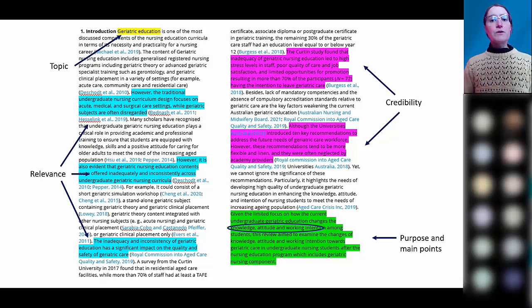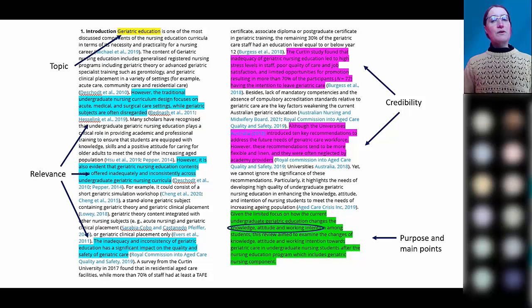Next, they spend a good portion of the space demonstrating the relevance of the topic by explaining the gap that exists in the geriatric nursing curriculum. They establish their credibility throughout, for example, by referencing major studies or other work on the topic, as well as just by showing that they understand their topic by discussing it in a clear manner. They end on their purpose, to examine the effectiveness of a nursing education program that includes a specific geriatric component.